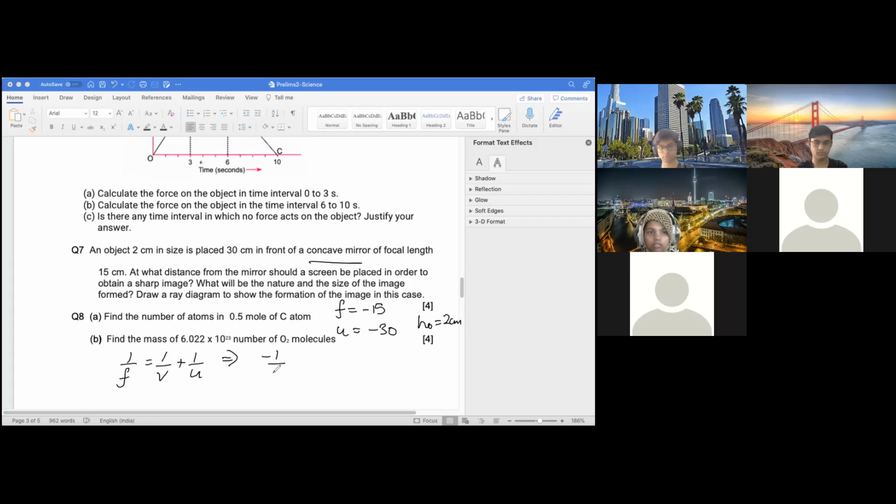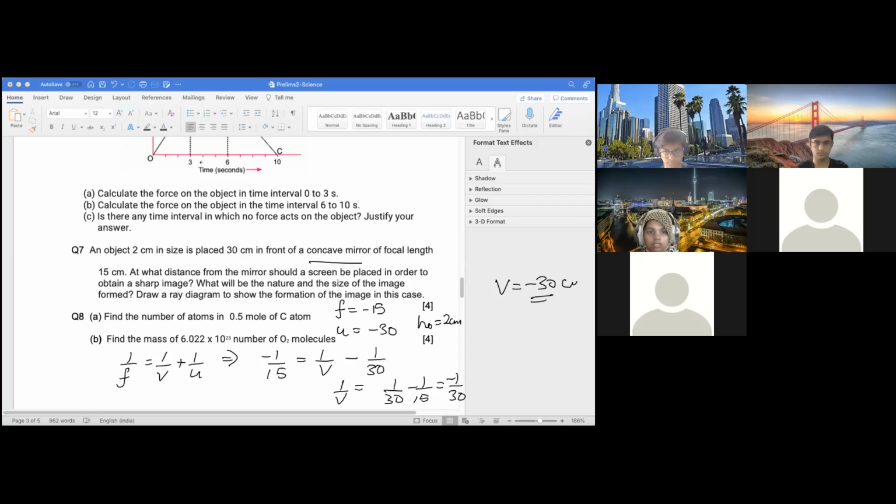We have minus 1 by 15 is equal to 1 by V minus 1 by 30. So 1 by V इधर आ गया, ये plus में इधर आ गया. So what do we get? 1 by V is equal to 1 by 30 minus 1 by 15. Answer comes out to be minus 1 by 30. So V is equal to minus 30.